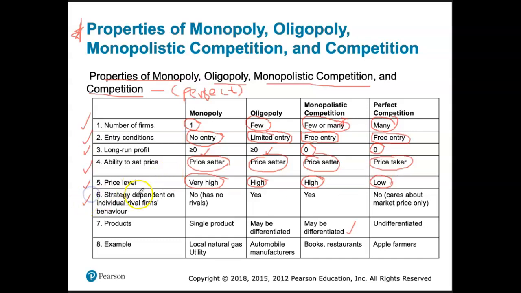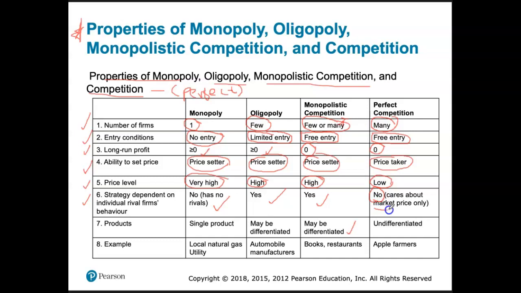Okay, for row 6, strategy dependent on individual rival firms. Well, for monopoly, it's basically easy because it's the only firm in the market, so it has no strategy and it looks at no rivals, right? For the oligopoly and monopolistic competitive firms, much attention is paid to what rival firms will do, so basically how rival firms will set their price, or how they set their output or quantity, right? And a perfectly competitive firm, no one cares about rivals. All they care about is the market price.